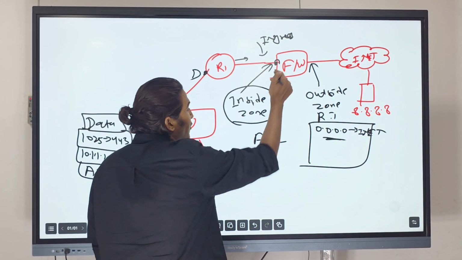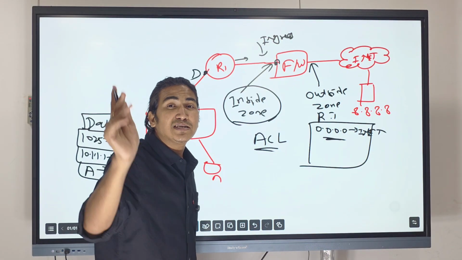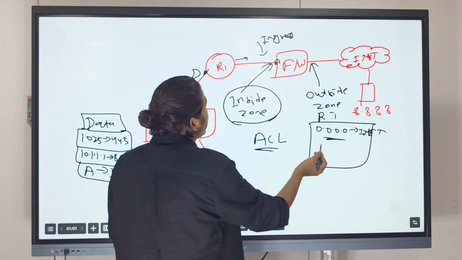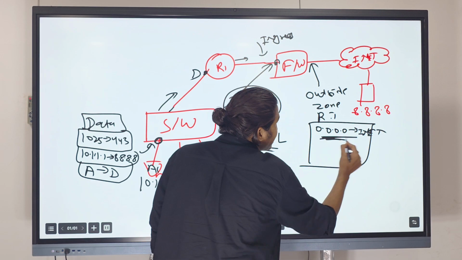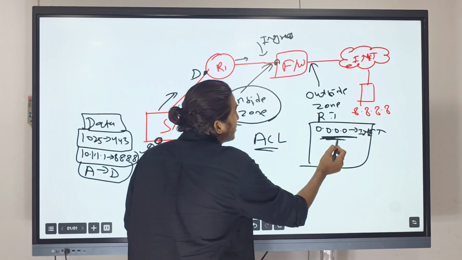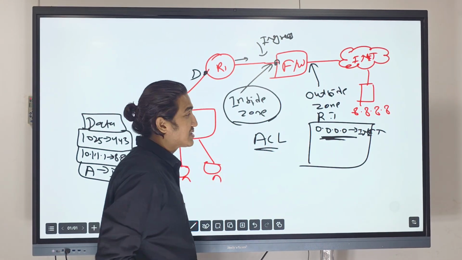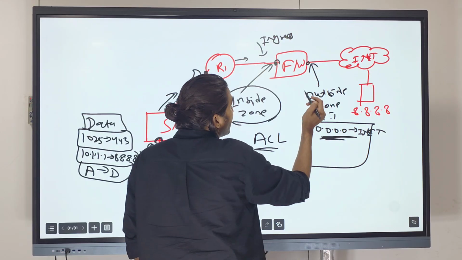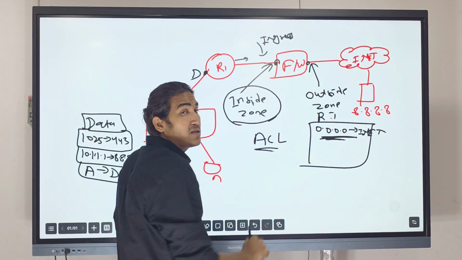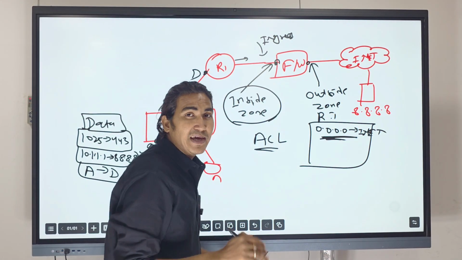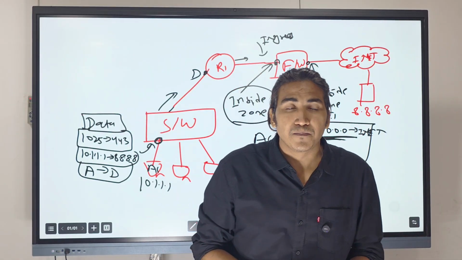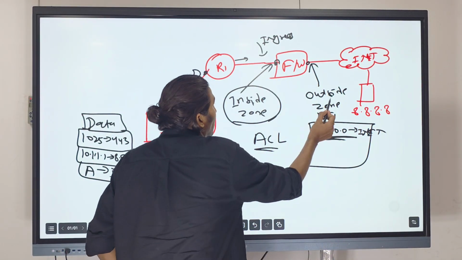Now the firewall is going to identify the egress zone. If the destination IP address is matching in this route, this network is connected on which interface? This is connected on this interface. In which zone is this interface now? Now my exit interface is in which zone? The egress interface is in the outside zone.